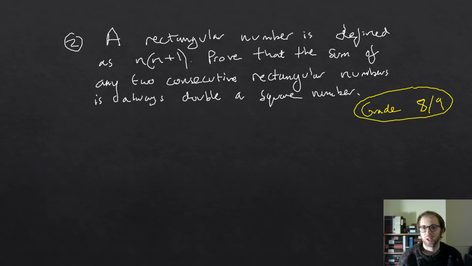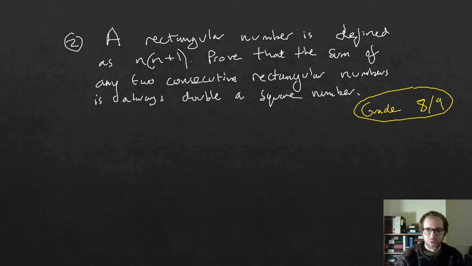A rectangular number is defined as n(n plus 1). Prove that the sum of any two consecutive rectangular numbers is always double a square number. This one's a bit harder, as you might have seen on the other page. That one was around about a grade 6. This is a grade 8 or 9.